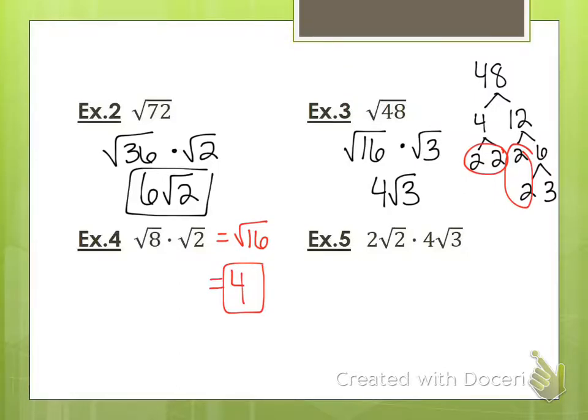All right, number 5 we didn't talk about yet. Did anybody get an answer, though? Brianna? 8 root 6 sounds good. So you might remember from Algebra 1 that the numbers on the outside get multiplied together and stay outside. The numbers inside get multiplied together and stay inside. We should check to see if we can simplify it, but of course 6 does not give us any pairs when we factor. So 8 root 6 is our final answer. Any questions on 2 through 5? Anybody need more time? On we go.